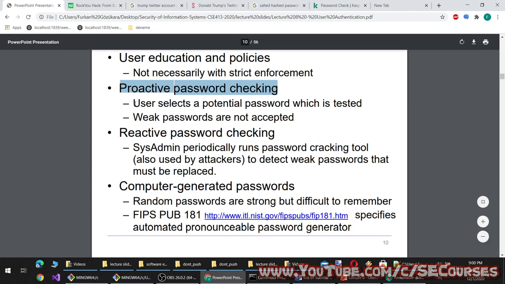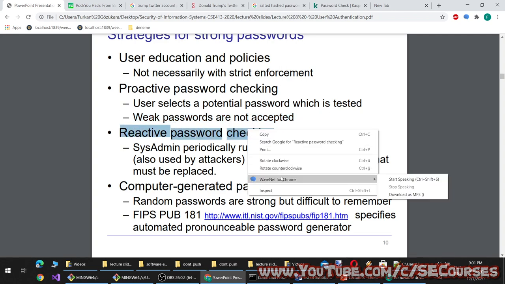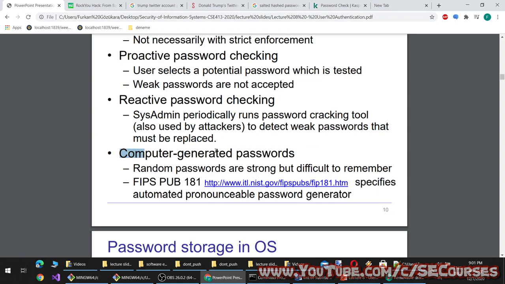Proactive password checking. The user selects a potential password which is tested. Weak passwords are not accepted. Usually, these websites now do not accept your simple passwords. They force you to pick a stronger password for registration or when changing or updating your password. Reactive password checking. The sysadmin periodically runs a password cracking tool, also used by attackers, to detect weak passwords that must be replaced.